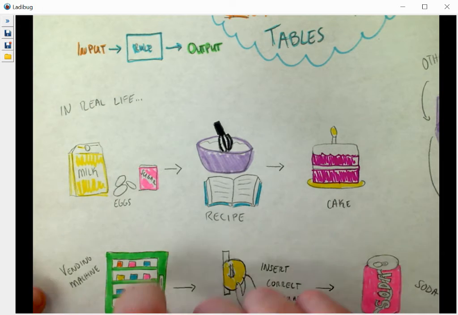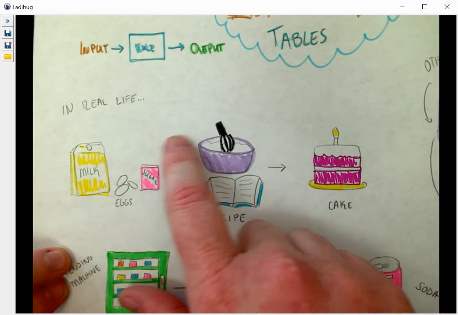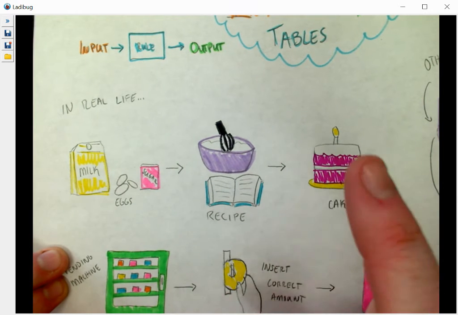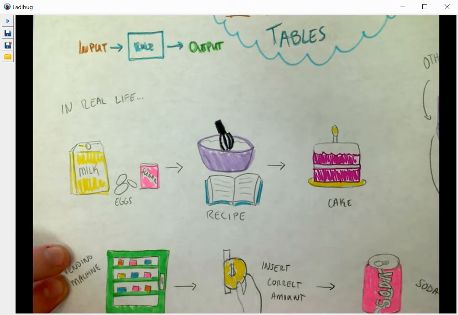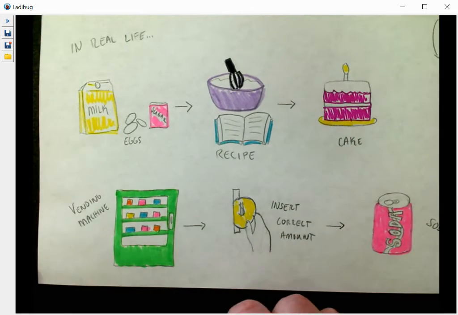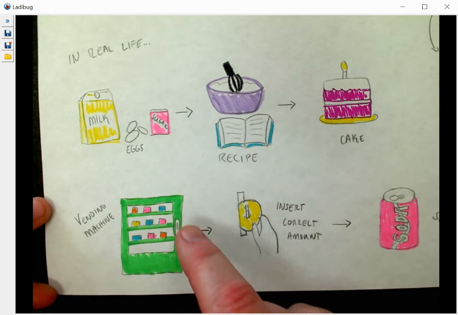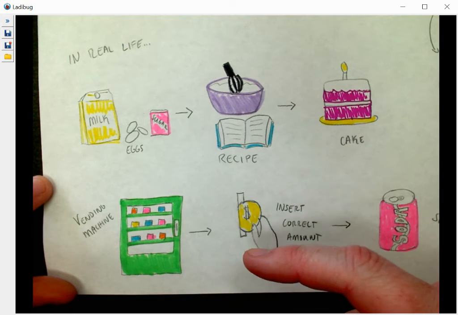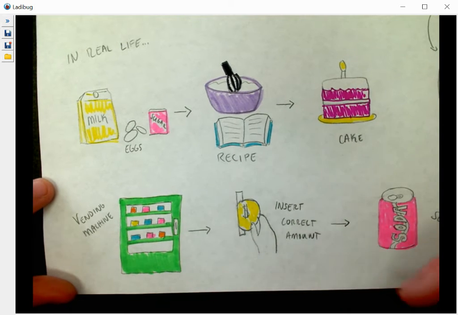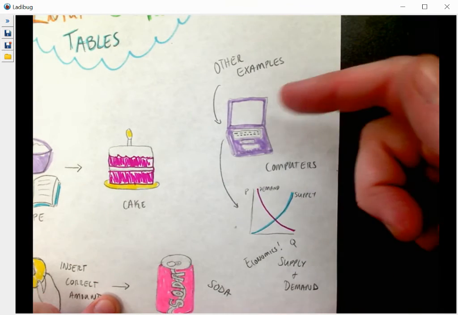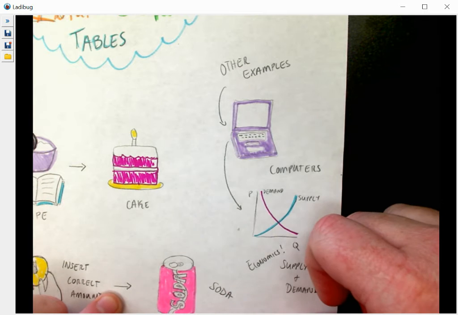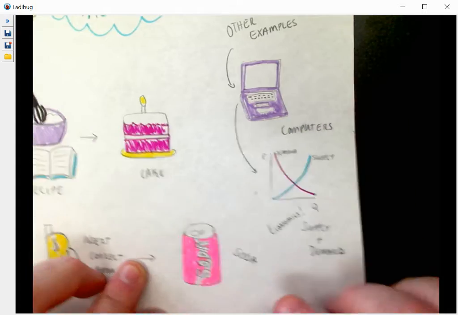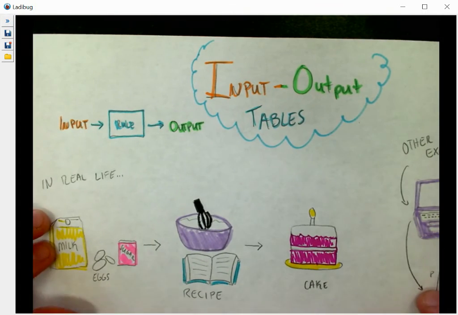If you're baking something, you have ingredients like milk, eggs, and sugar. You put them into a bowl, you follow a recipe, you follow that rule, and from there you get a cake as a product. Your output is a cake. A vending machine has selections at a very specific price. You follow the rule, you put the exact amount of change in, and from there, your output, your product is a soda. Computers with keyboards, functions, clicks, processing, they all use input outputs. Things like economics, supply and demand, all of these are good examples of input and outputs.